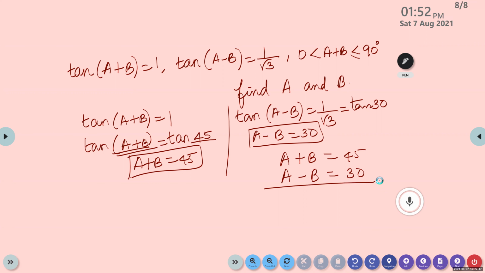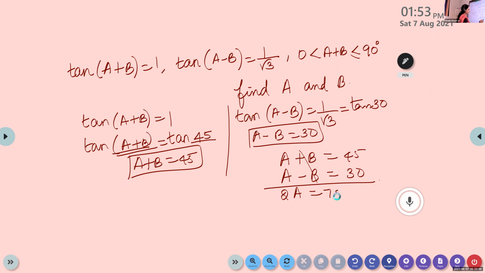Ma'am, 45 plus B will be 60 degrees. Tan of which value will you get 1? Tan 45 is 1, isn't it? Similarly, tan 30 is, okay. 37.5. Yes, decimal. Okay, earlier also someone gave 15. I think you'll not get that.